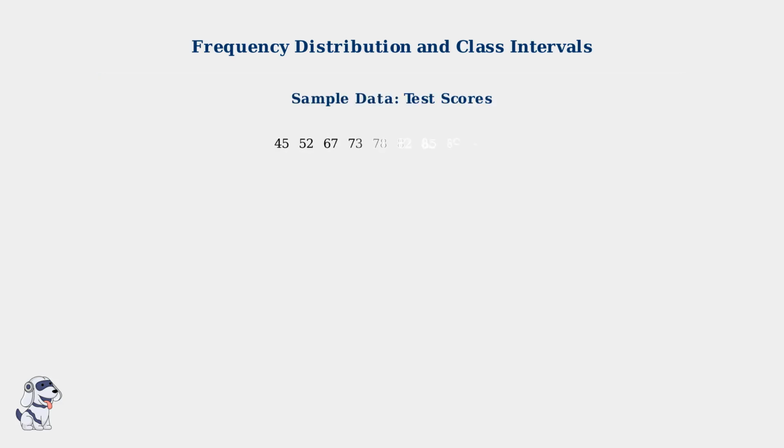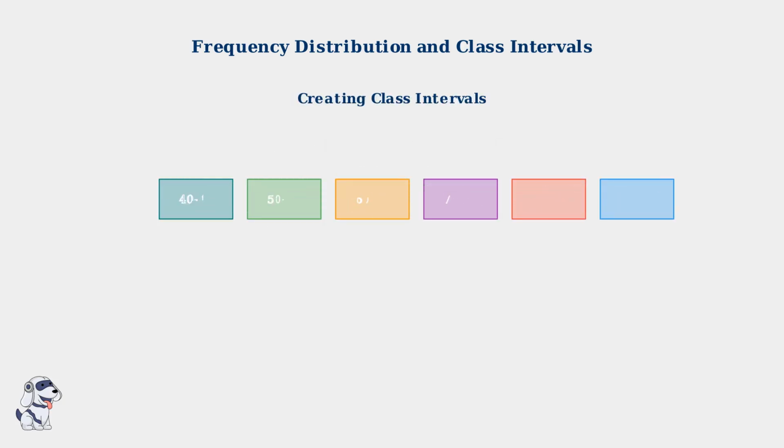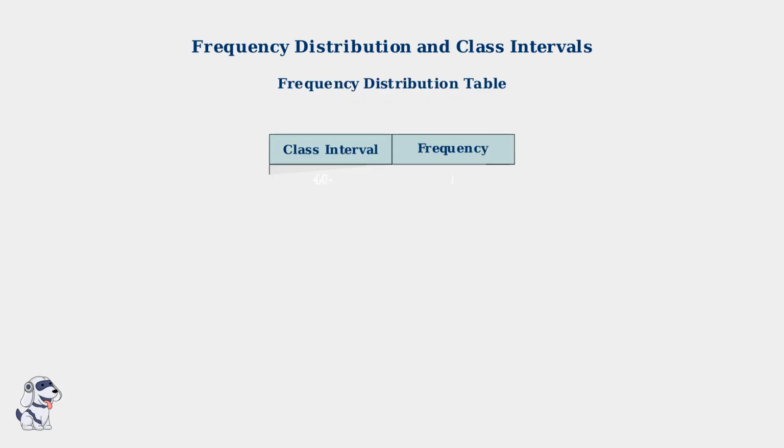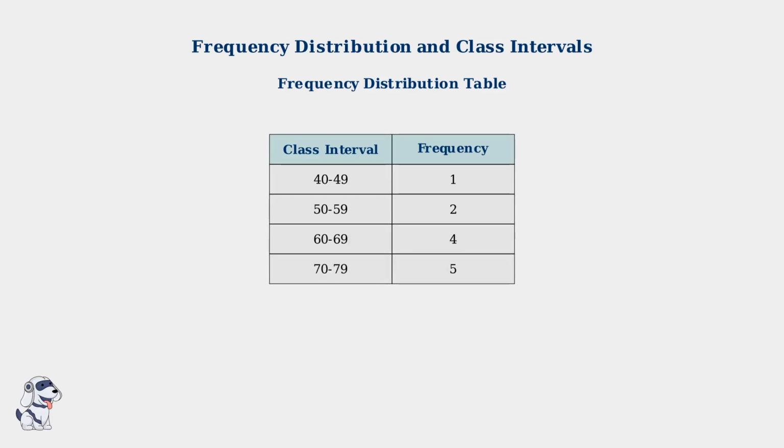Here we have 20 test scores ranging from 45 to 94. In their raw form, these numbers are difficult to analyze and interpret. We organize this data by creating class intervals. Each interval represents a range of values. Here we've created 6 intervals, each spanning 10 points. Now we create our frequency distribution table. The left column shows our class intervals, and the right column shows how many data points fall within each interval.